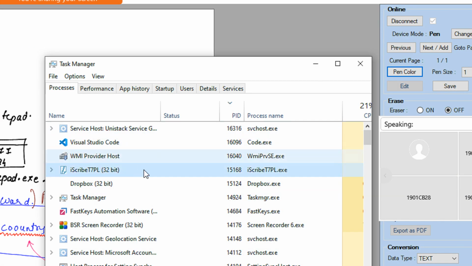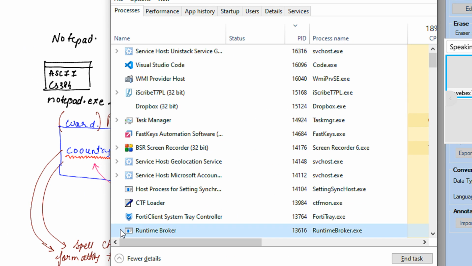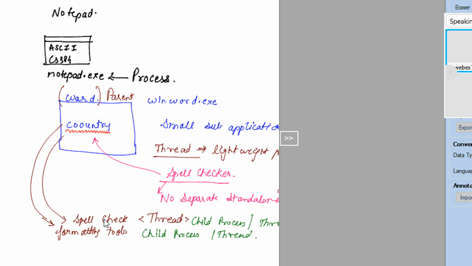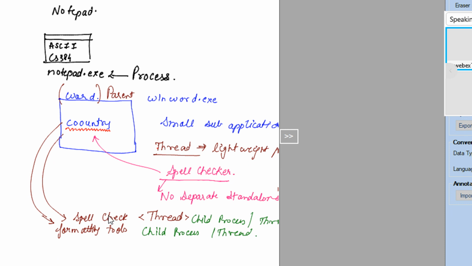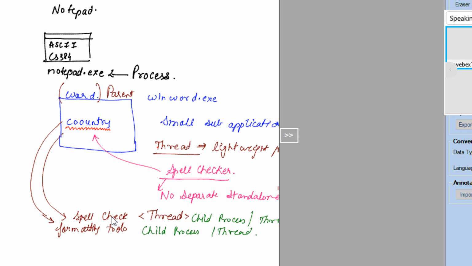Right, so you can see Microsoft Word has gone now, because the spell checker and other functions like formatting tools will not exist if Microsoft Word itself is not in the memory. It's like I cannot tell you to save a file in Notepad without opening Notepad. So these are known as threads, which are very lightweight processes. I just wanted to give you an intuition.